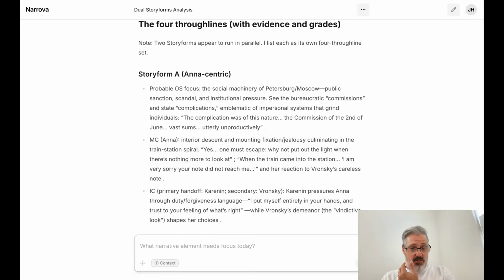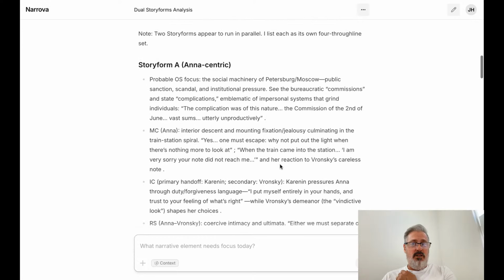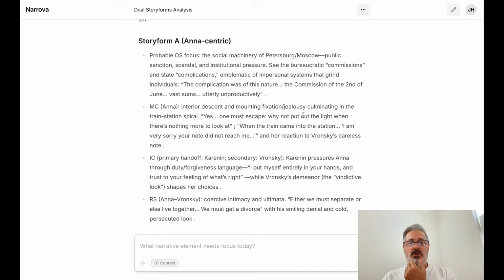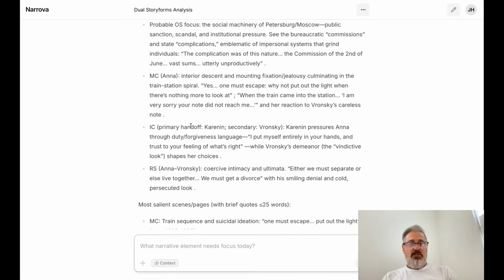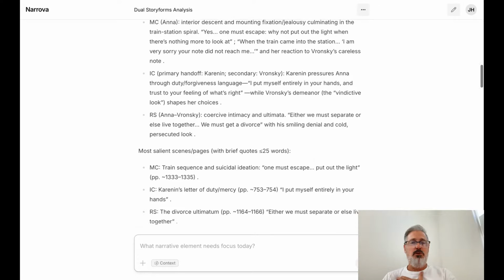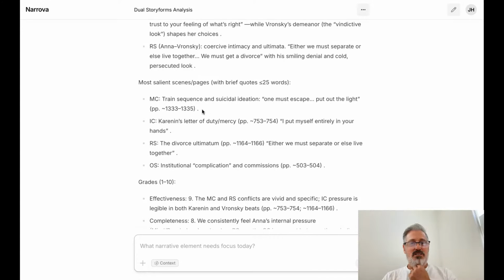So here's the first story form, all about the social machinery of Petersburg and Moscow. Anna is the main character. This is phenomenal. It's got the handoff in here. Karenin is the first influence character, and then hands that off to Vronsky. And then the relationship is between Anna and Vronsky. Coercive intimacy and ultimata: either we must separate or else live together. We must get a divorce. Woohoo! This is fantastic.